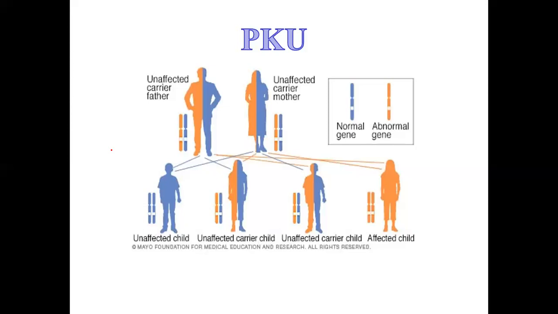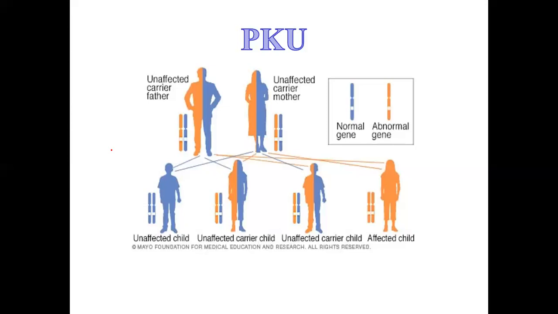So because he can't break it down, the protein that's supposed to do that for him is not made properly because of the substitution mutation, and he won't have a problem if he doesn't have a lot of phenylalanine in his diet. So for his whole life, he has to eat this special diet that's very low in phenylalanine. He can't eat high protein foods for the rest of his life. So that's PKU.